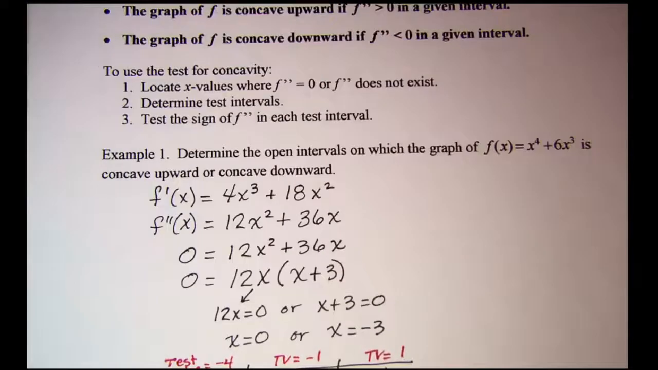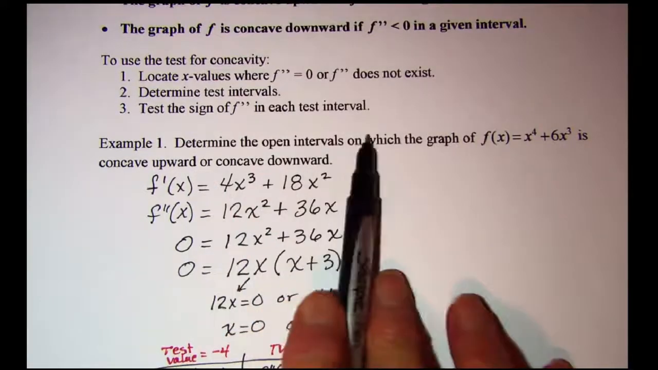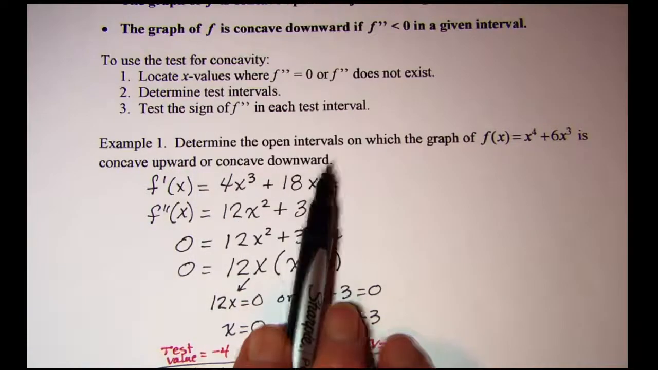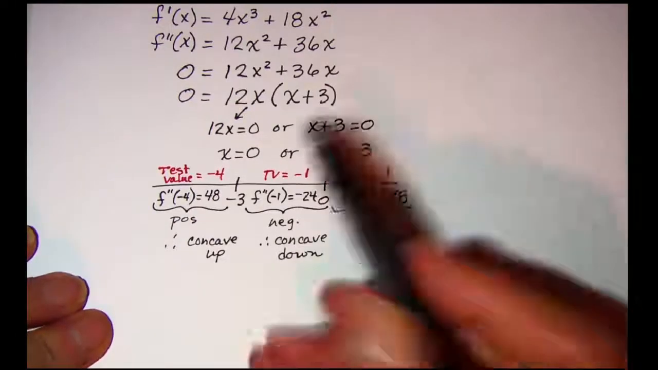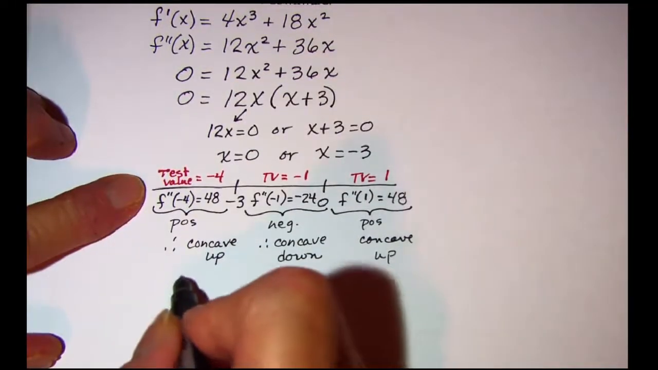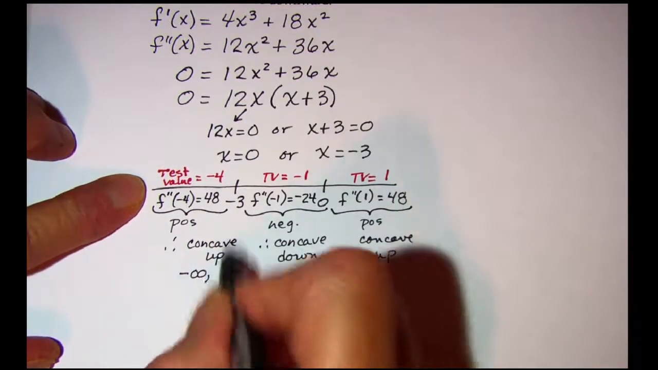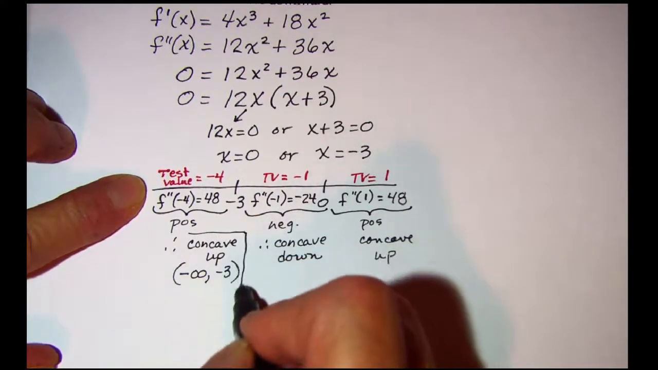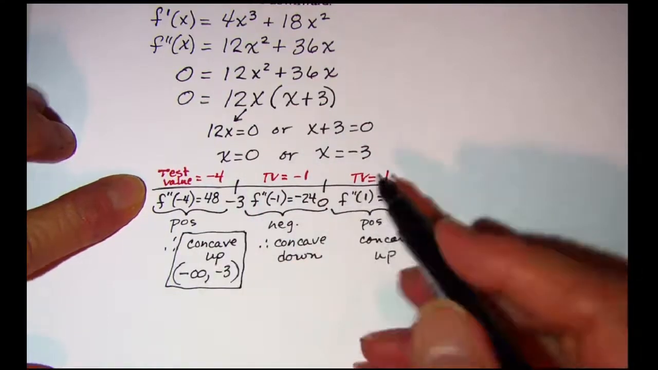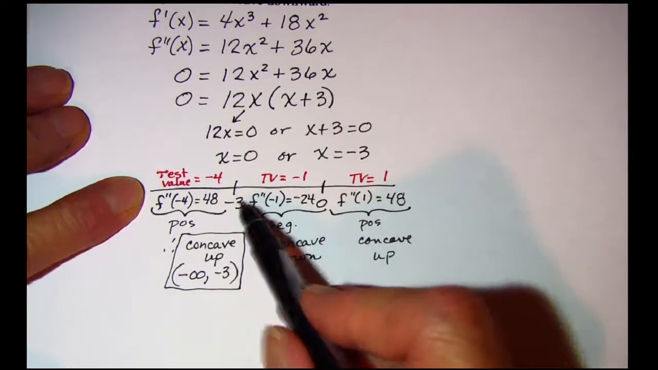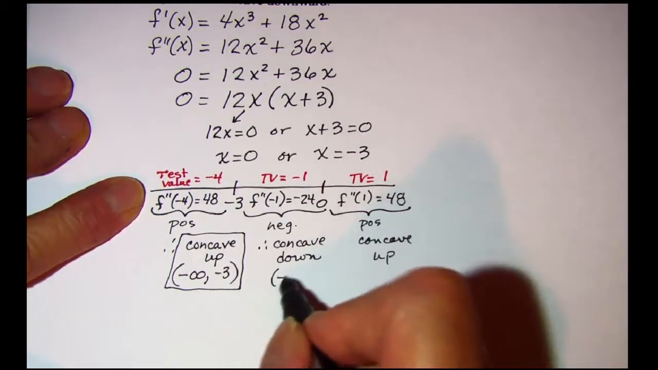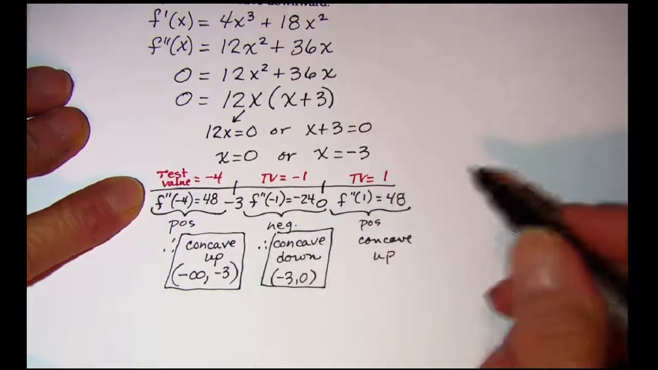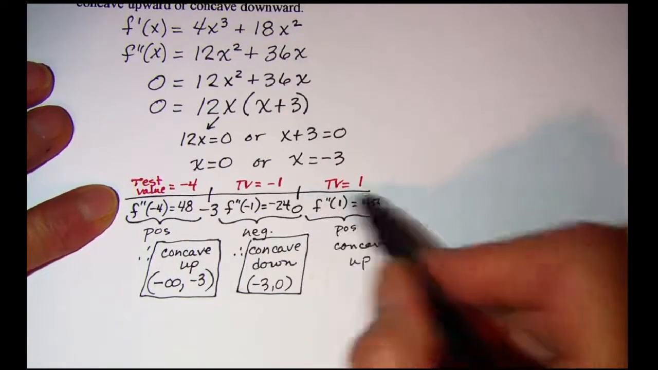My directions asked me to determine the open intervals on which the graph of the function is concave up or concave down. So I can say concave up from -infinity to -3, concave down from -3 to 0, and concave up from 0 to infinity.